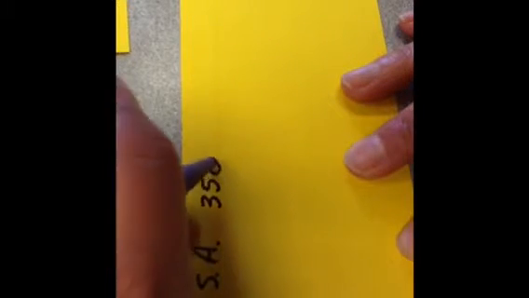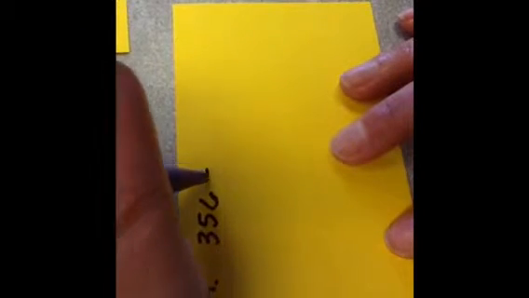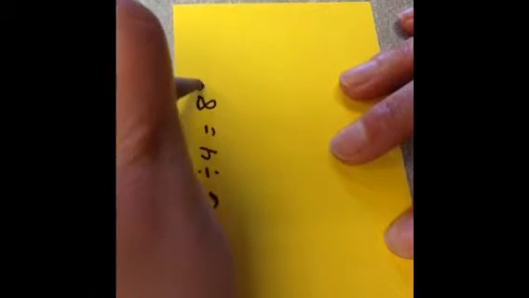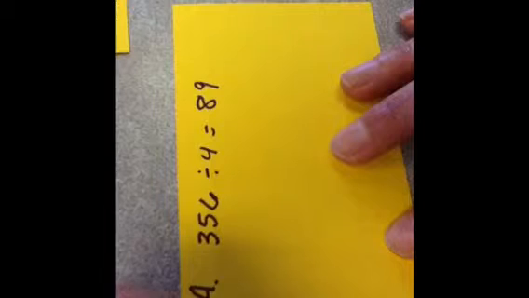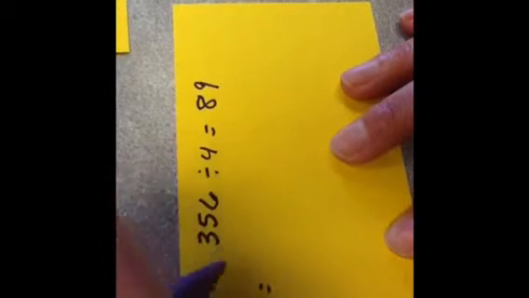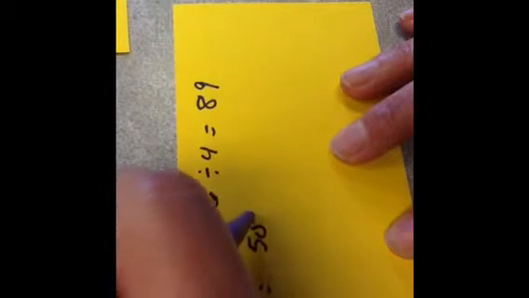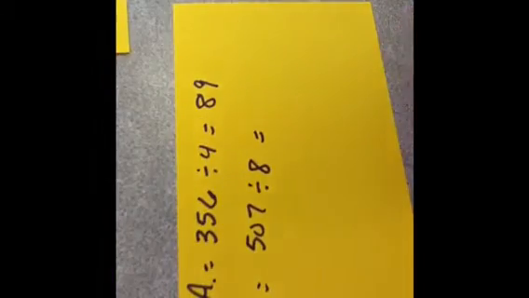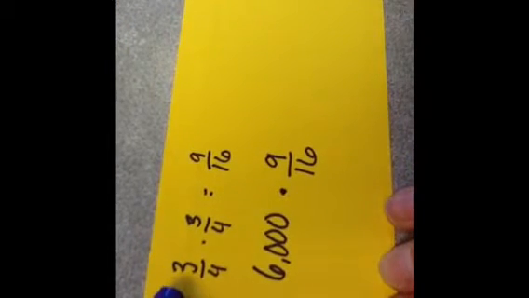So the old surface area was 356. 356 divided by 4 is 89. And then if you take the volume of 507 divided by 8, that's about 63.37 or something like that, but it rounds to 63.